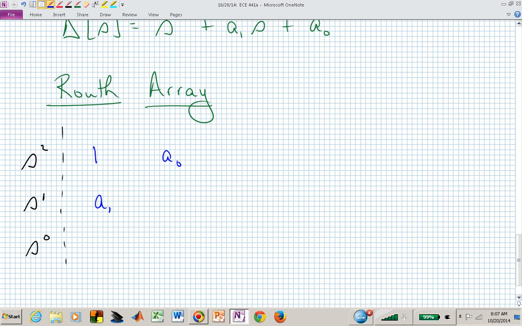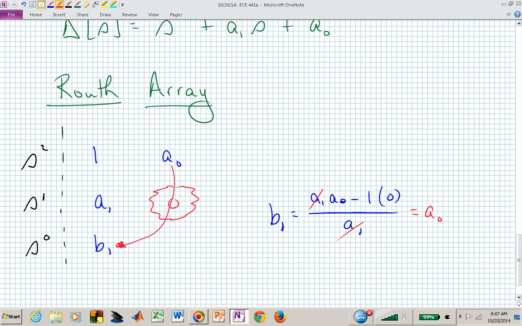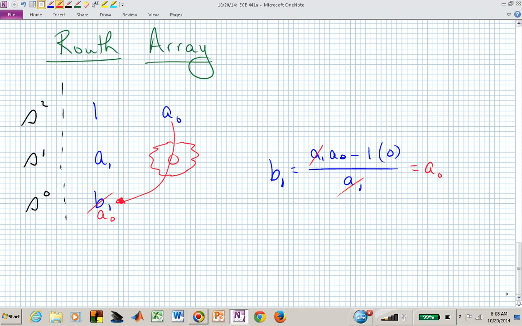What did we just do? We were trying to build up this b1, and b1 is a1 a sub 0 minus 1 times 0 over a1. Now something magic sort of happens. The a1s cancel, and really because of this non-entry there, or this 0 piece there, this a sub 0 actually just drops down, and you didn't have to even calculate that b1 directly. You could just say that's a sub 0. Is that clear? It falls out if you do the math. Yes?